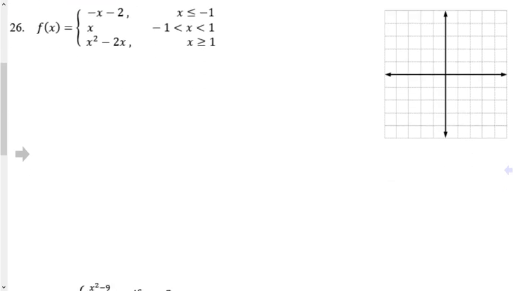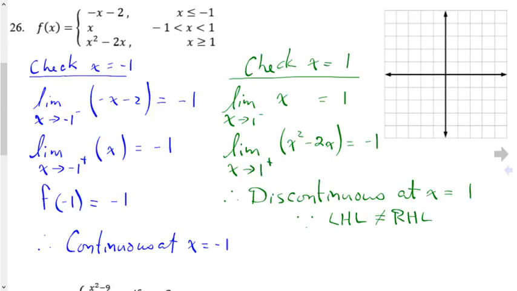Number 26. So first time, all three of these are polynomials, so continuous everywhere. I'm just looking at the joints, really, where these two pieces of the function might come together. So we check when x is negative 1. I look at the left-hand limit. I look at the right-hand limit. I look at the value of the function. All three of those are equal. Therefore, it's continuous where x is equal to negative 1.